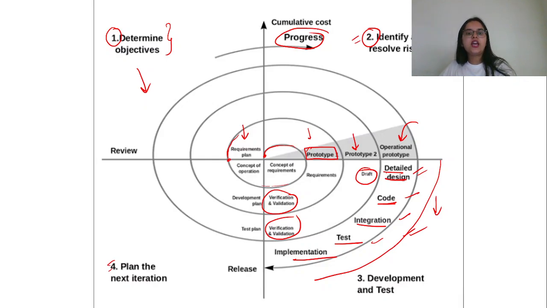And finally, we have the fourth quadrant, in which the planning is done. The customers evaluate the version of the software developed so far, so that in the end, planning for the next phase can start. You see a review is also listed here, because at first you determine the objectives, and once the objectives are determined, we do the review process. So review is being done continuously. In the next phase, the review of the software project will be done.